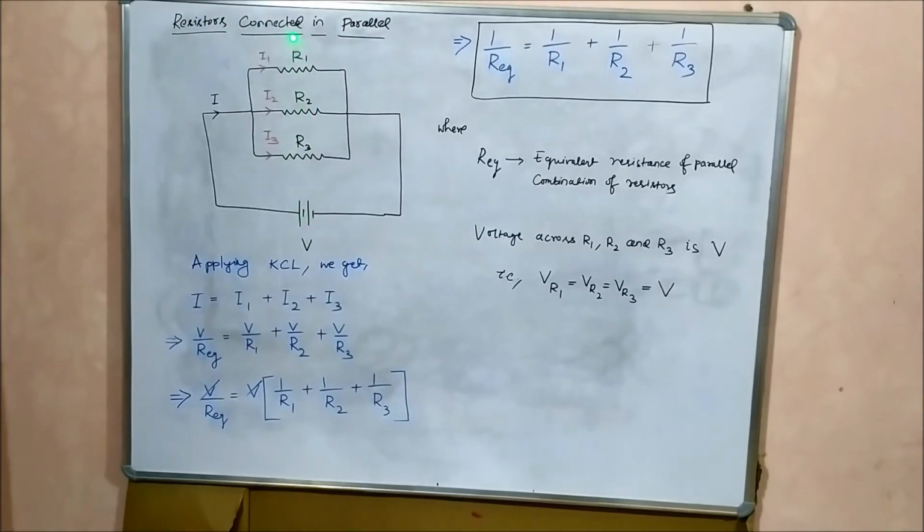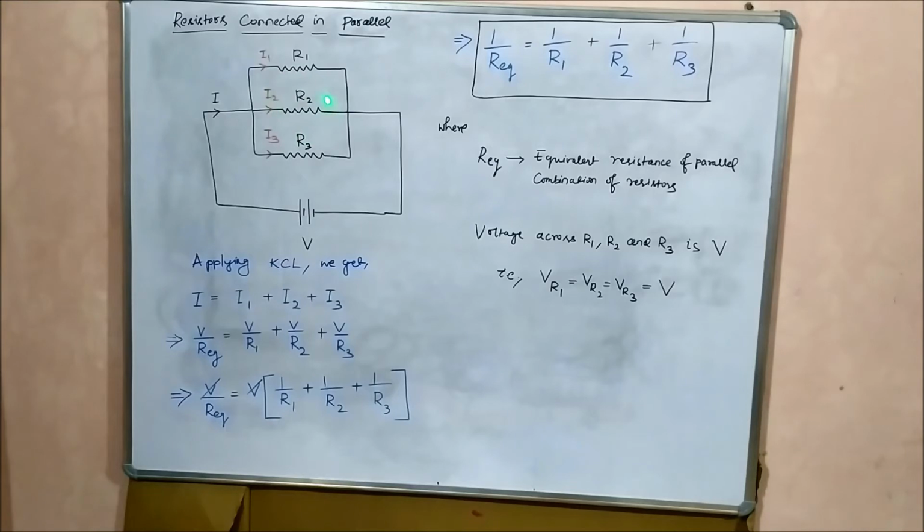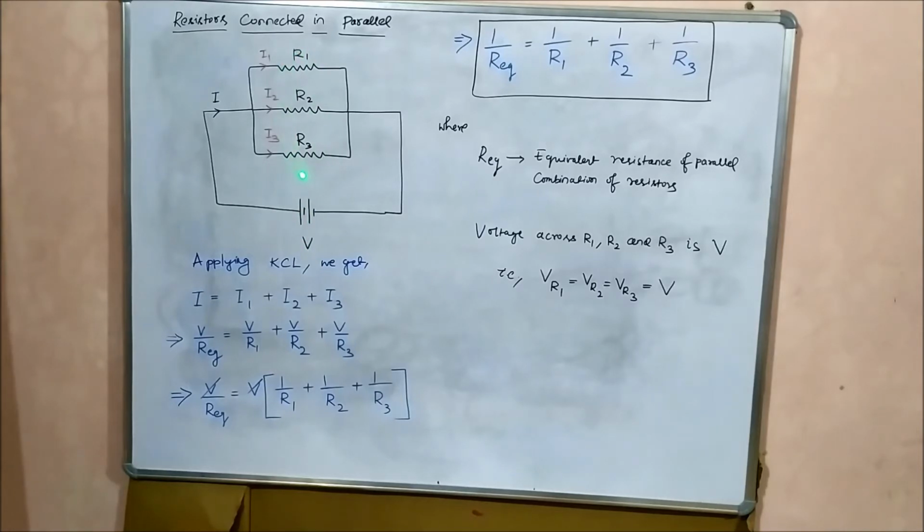Now I already said that one of the unique properties of parallel combination of resistors is that the voltage across each of the parallel connected resistors R1, R2 and R3 will be the same. It means the voltage across R1 will be V volt, the voltage across R2 will be V, and the voltage across R3 will also be V. But the current flowing through each of the resistors will be different.